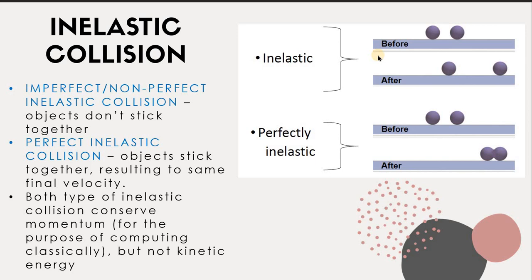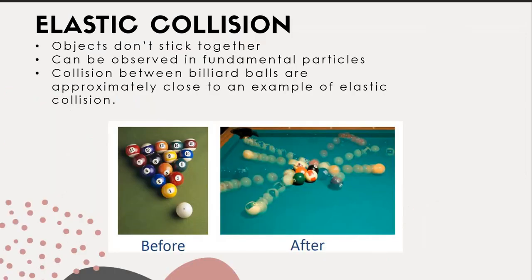So the objects, after hitting each other, will stick together and will result in the same momentum. Or I mean, the same velocity, because they will be moving as one. So both types of inelastic collision conserve momentum, but not the kinetic energy. One may stop, or the other one will continue to move. But again, this shows conservation of momentum.